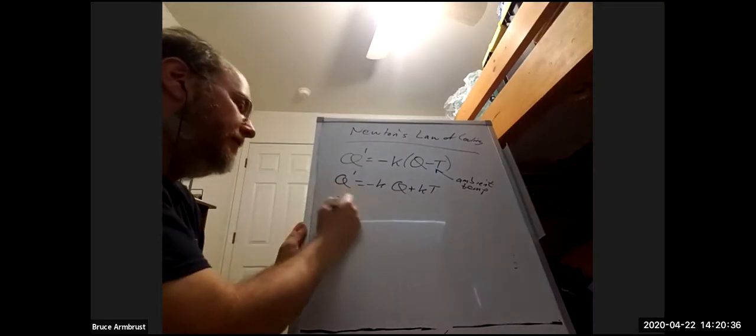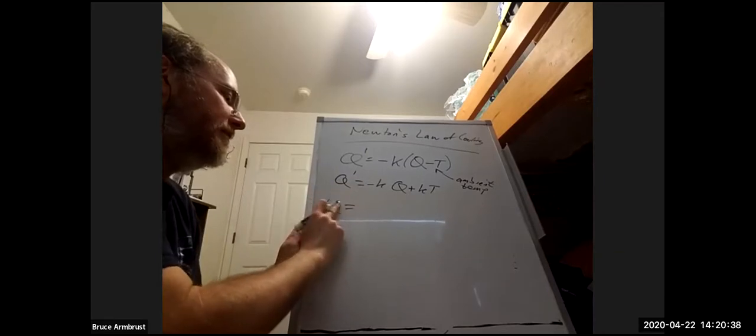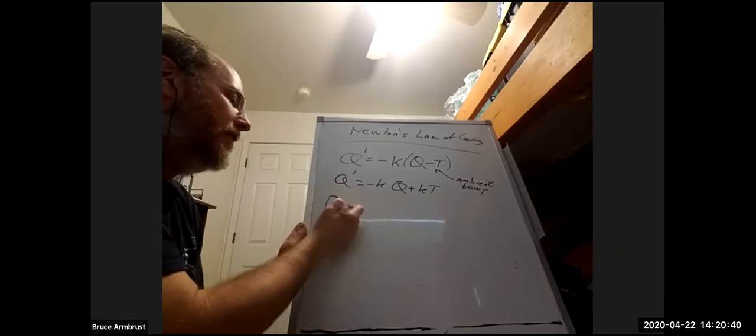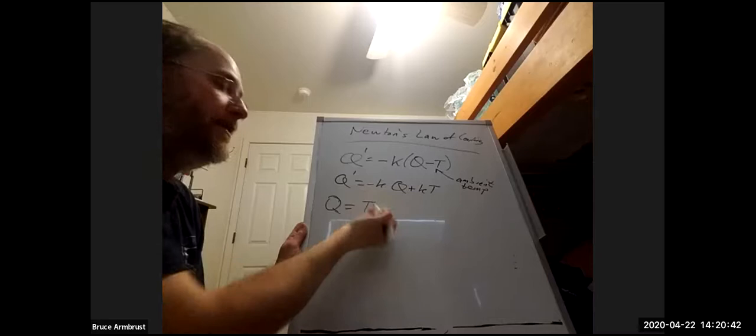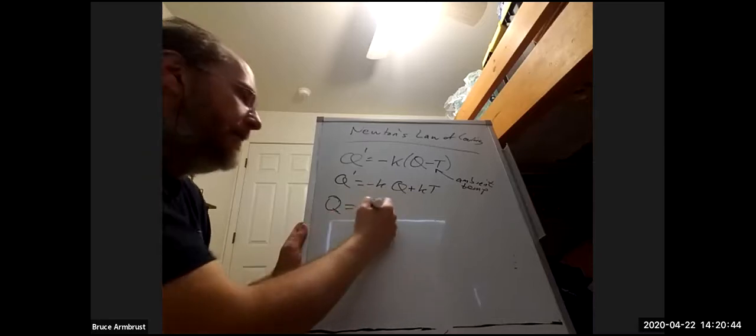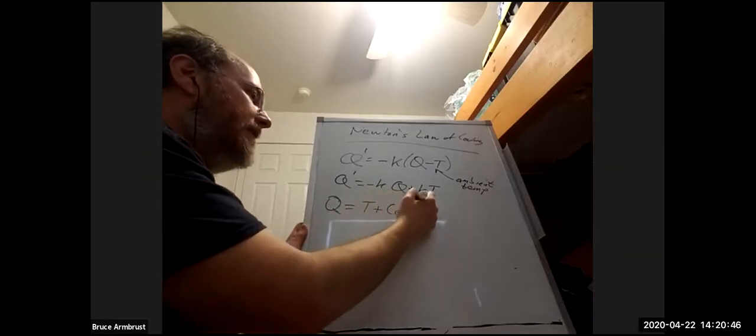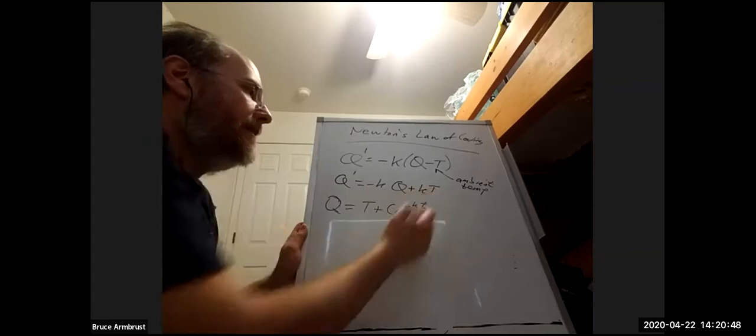I'm going to go ahead and solve it for you. I'm not going to go through the steps. I'm just going to give you the answer, because I want to talk about the structure of this and why it does what it does. We're going to get T plus C e to the minus KT. The little t is time. The big T was that ambient temperature. And it looks, like I said, exactly the same as that radioactive decay one.